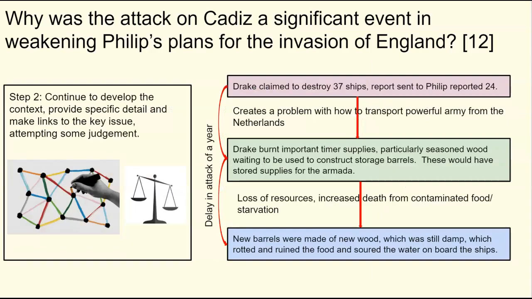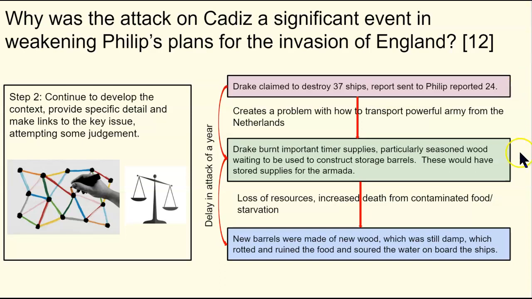Then what you need to do in step 2 is think about the points that you are going to make that are specific details. Now in this diagram, I have got 3 main points that we want to make. So one of our points is that Drake claimed to destroy 37 ships. A reporter sent to Philip reported 24. So there's a discrepancy there, but what we can say with confidence is that between 20 to 30 ships were destroyed. You can even say 25 to 35 ships were destroyed.